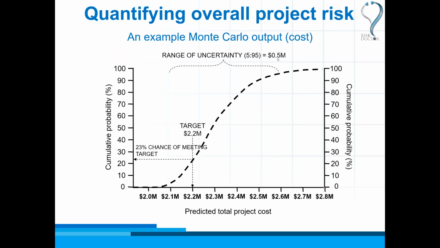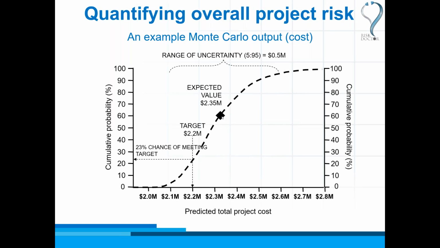Now you can begin to see with just those two things, we're answering the question, how risky is the project? There's only a 23% chance of finishing the project within the budget. And the range of uncertainty is $500,000. It could be a little bit less than the target, but it could be quite a lot more. We can tell some other things from this particular S curve. We can look at the average value. If all things were on average, we could expect the project to cost $2.35 million. That's the middle of this S curve.